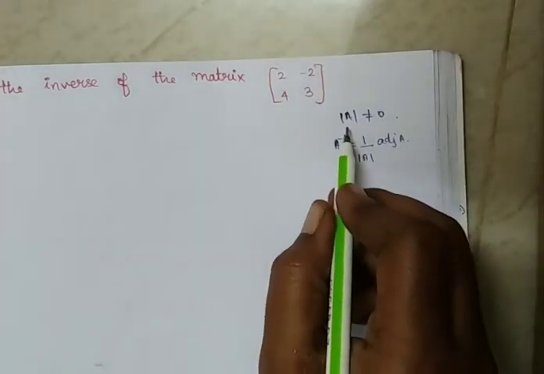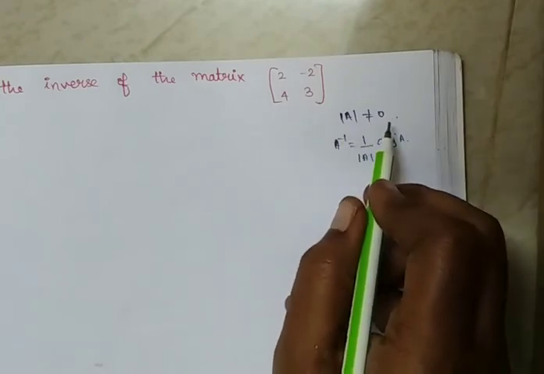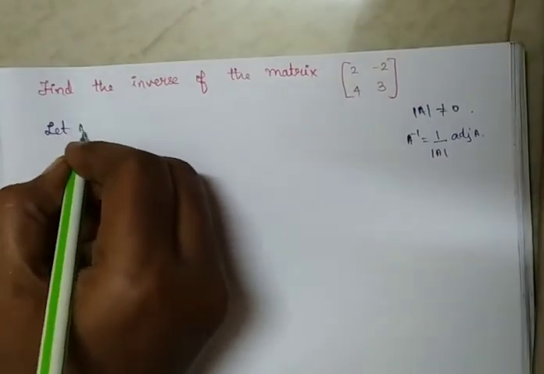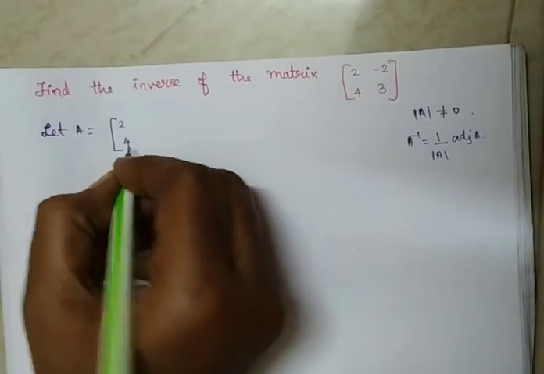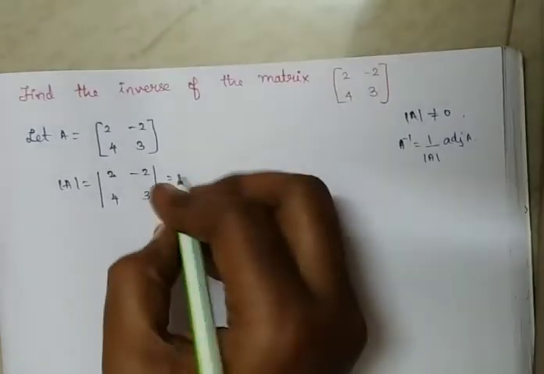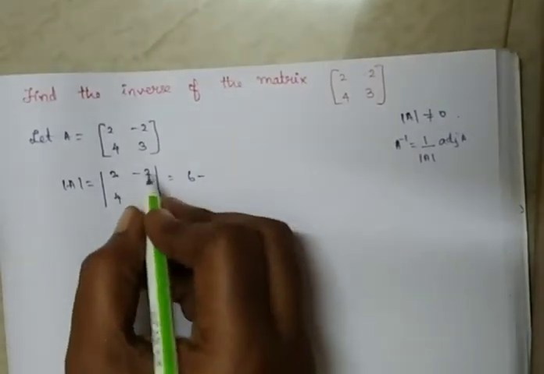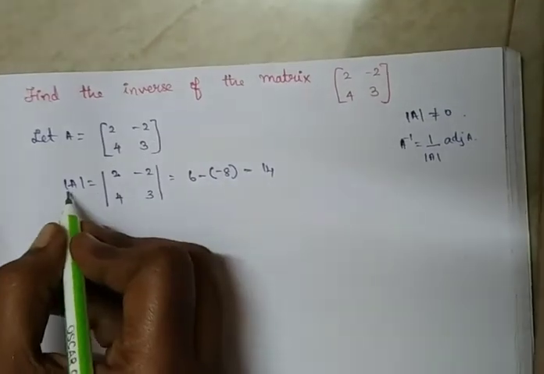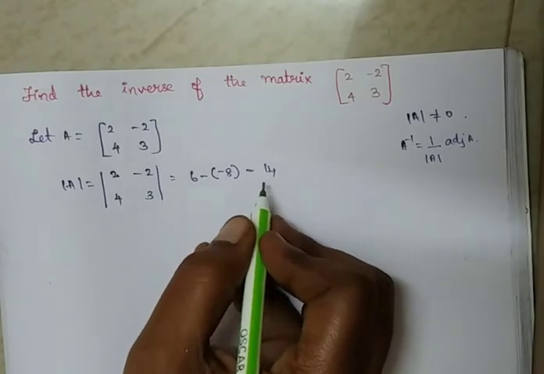Now let us check whether the determinant value is not equal to 0 or not. Now the given matrix, let us take this as A is equal to 2, 4, minus 2 and 3. This is A matrix. Now let us find the determinant of A, that is 2, 4, minus 2, 3. This is equal to cross multiply: 2 into 3 is 6 minus 4 into minus 2 is minus 8, that is equal to 14. Now determinant A value is equal to 14 here.